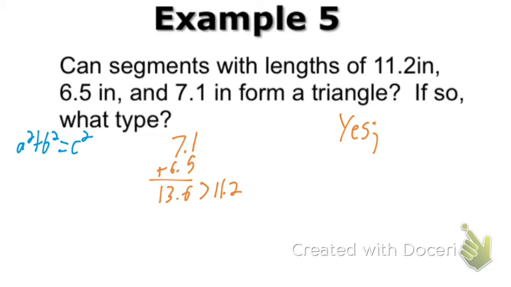Okay, so where is 11.2 going to go? C, because if it were to be the hypotenuse, it has to be the longest side, right? So it'd have to go in the C spot. So we could have 6.5 squared plus 7.1 squared equals 11.2 squared.